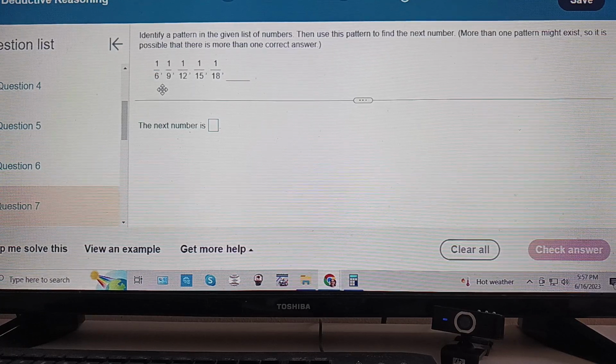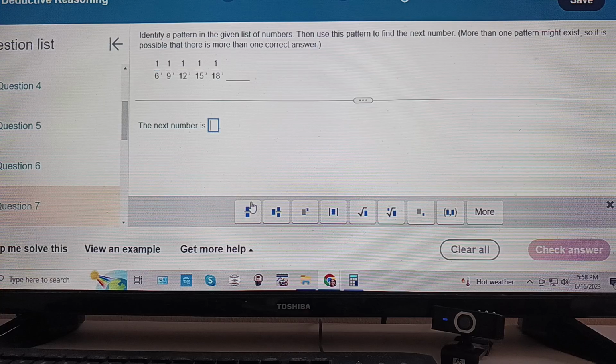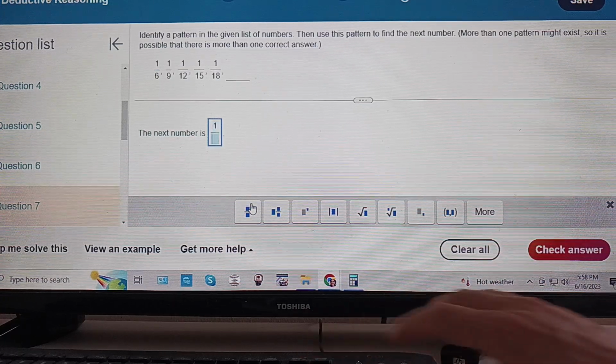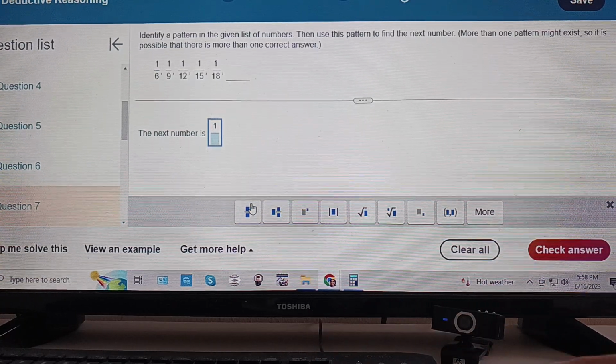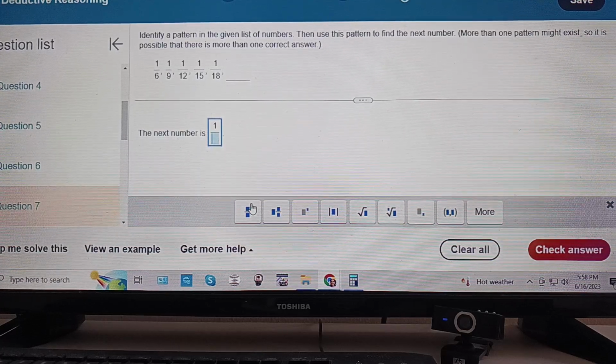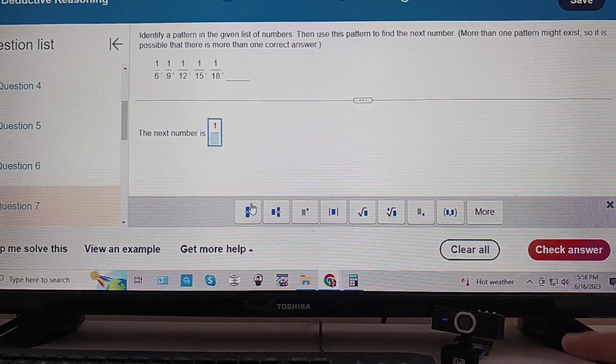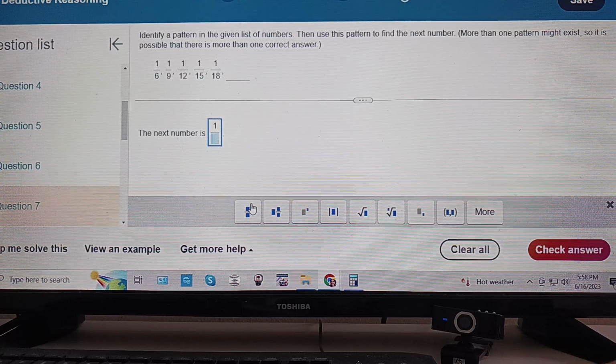Okay, in a pattern with fractions, you want to try to do the top separate from the bottom. One thing that can help here is that all the tops are 1s. That's not changing. So no matter what the answer is, it has to have a 1 in the top. Sometimes the top and bottom both change, and then you do separate things for each one. Sometimes the top you're adding something over and over again, and maybe the bottom you're subtracting, dividing, or multiplying.